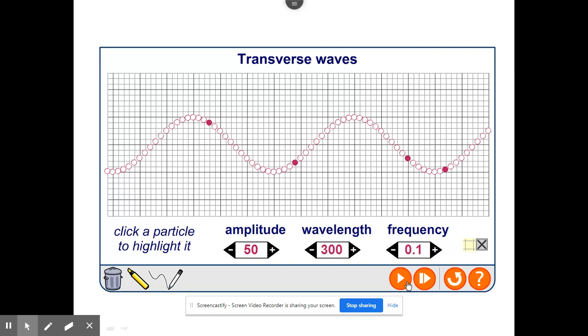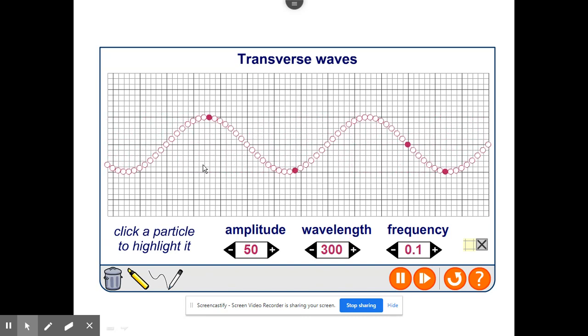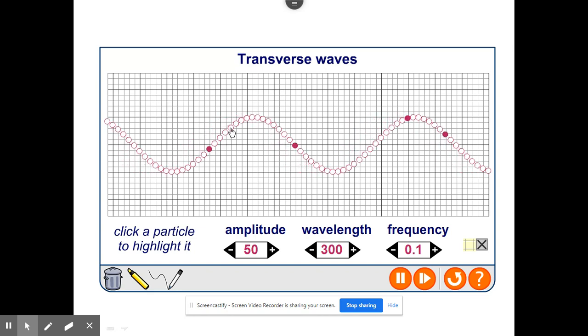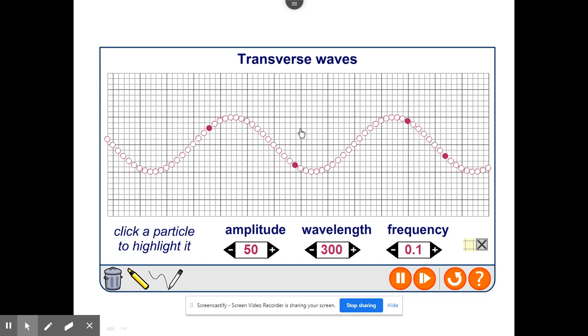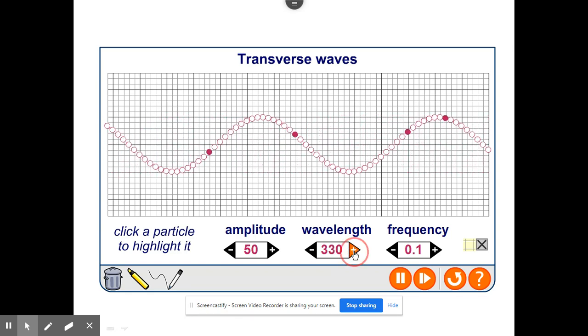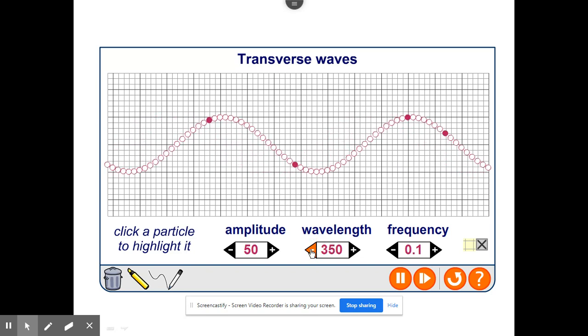So here is a wave. It's a transverse wave. It's like a water wave. Here you can see the water particles vibrating at a right angle to the direction that the energy is moving. So the wavelength is the distance from one peak to the next peak. If I increase the wavelength, look, the distance gets bigger. If I decrease the wavelength, that distance gets smaller, look.